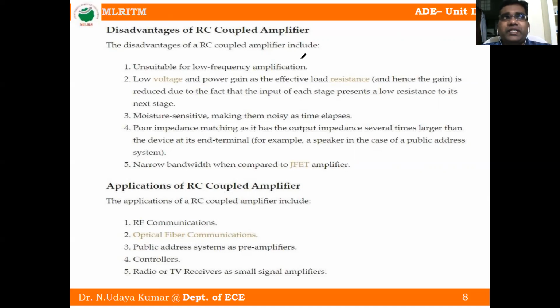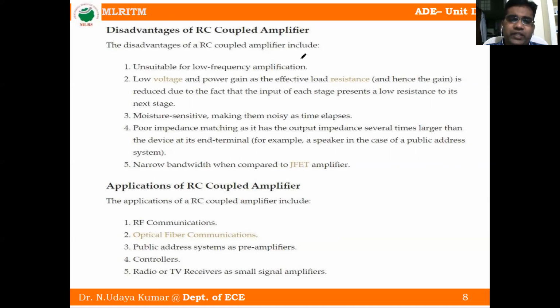So here an impedance matching problem will occur because we are adding a number of stages. Some loading effect will occur. Because of the loading effect, we have to mismatch the next stage of the RC coupled amplifier. So loading effect will occur in the RC coupled amplifier. Next one is narrow bandwidth when compared to the JFET amplifier. We will see JFET in detail next.